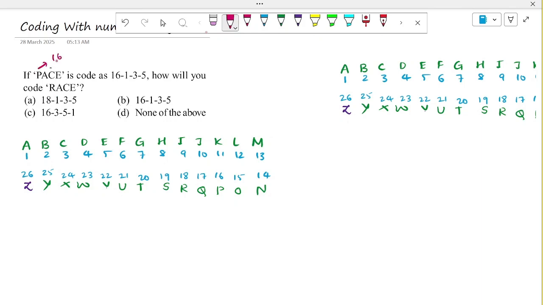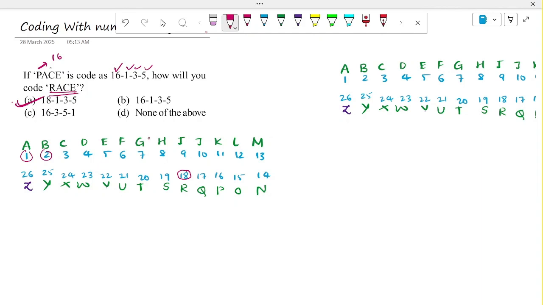P 16. They have given 16. A1, C3, and E5. Straightforward question. They have just taken these numbers, right? So you need to find for R, 18, only one option. So the answer is it.